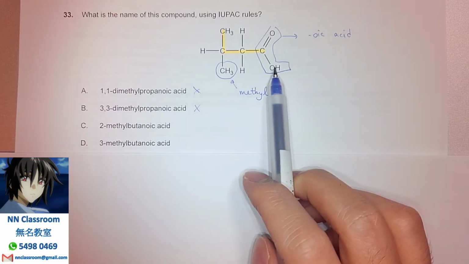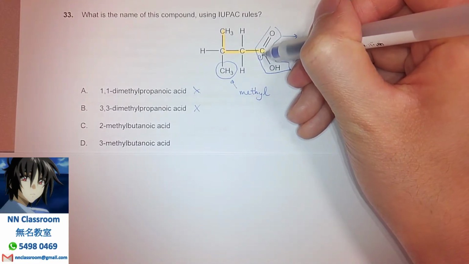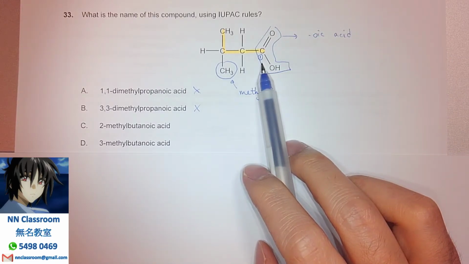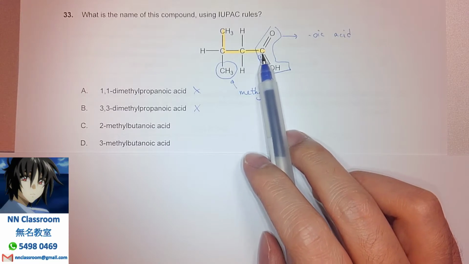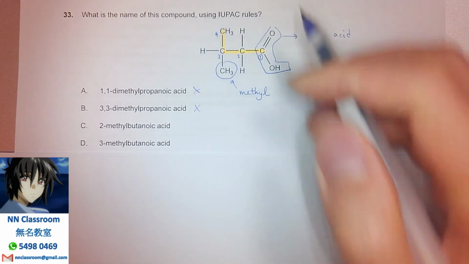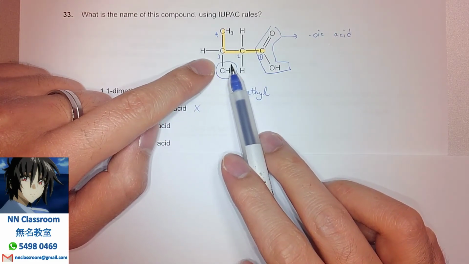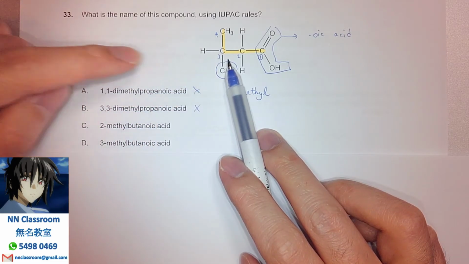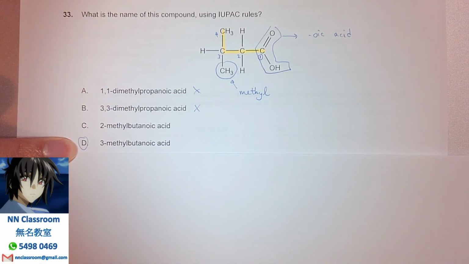With this understanding, we must put carbon number 1 for the functional group, in this case the carboxylic acid. So carbon number 1 goes to the carboxylic acid, and carbon numbers 2, 3, 4 count in this way. So the methyl group is now attached to carbon number 3. So the answer goes to 3-methylbutanoic acid, D.